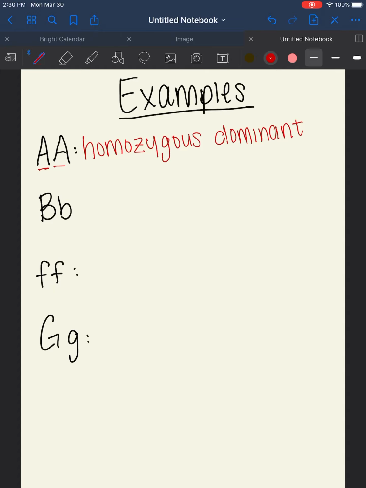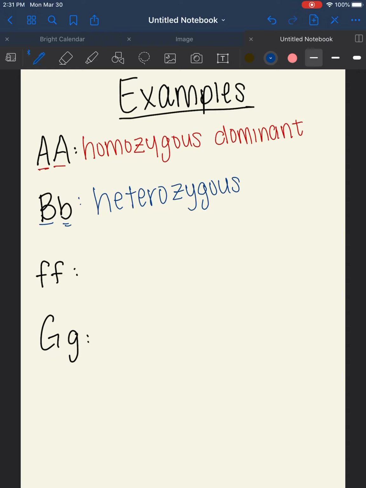Okay, so let's look at the next one. Let's do a different color. Okay, next one I have big B, little b. Okay, since they are different sizes, I have a big letter and a little letter, then I know that one is going to be heterozygous. Hetero meaning different. Okay, and you don't have heterozygous dominant or heterozygous recessive. You only have that if you are homozygous. So this one, if it's heterozygous, you just leave it alone like that.